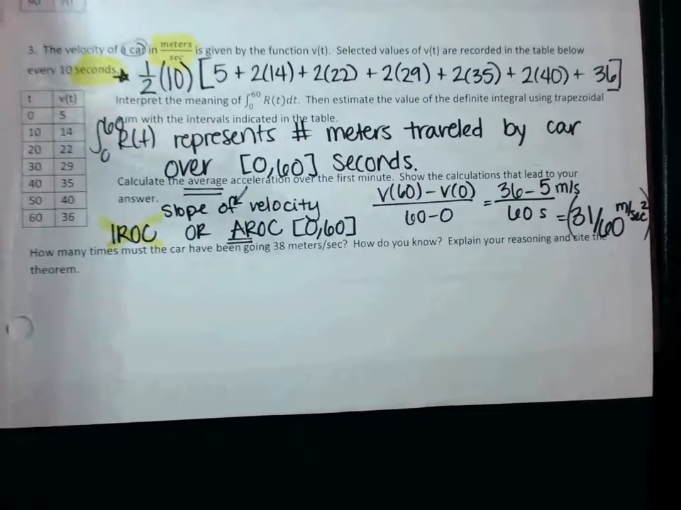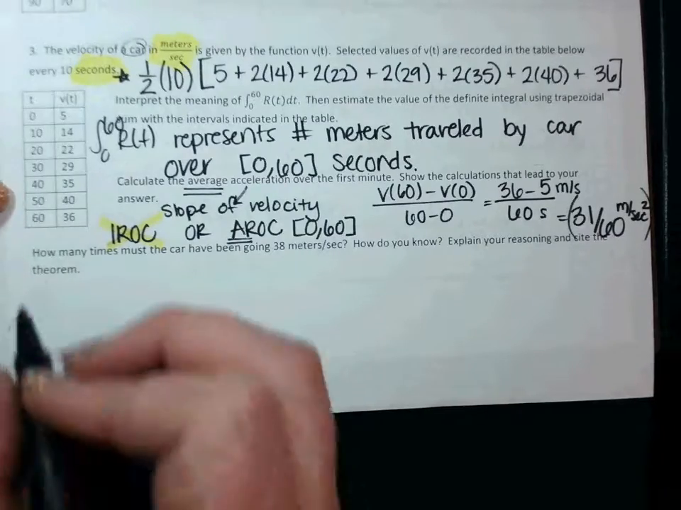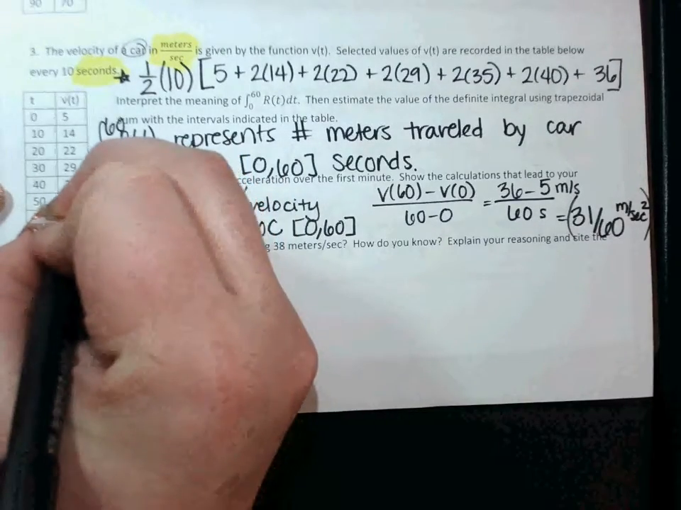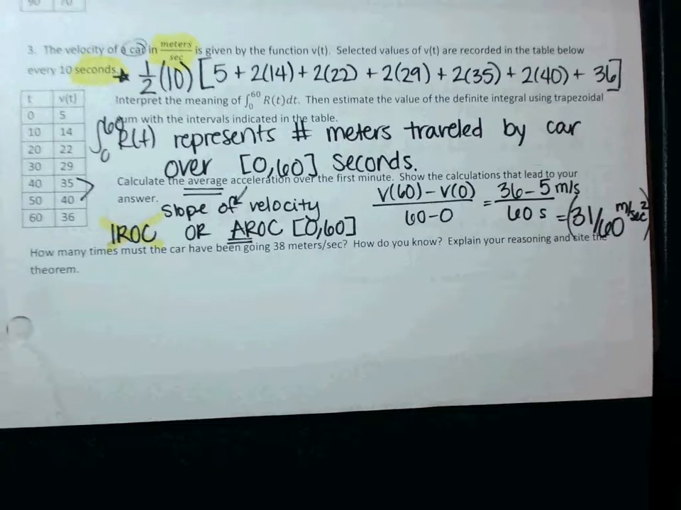Alright, last question on here is also review. It says, how many times must the car have been going 38 meters per second? Okay, look at your table. When did our car have to hit 38? Good. Between 40 and 50, because why? Where does 38 fit? In between 35 and 40.